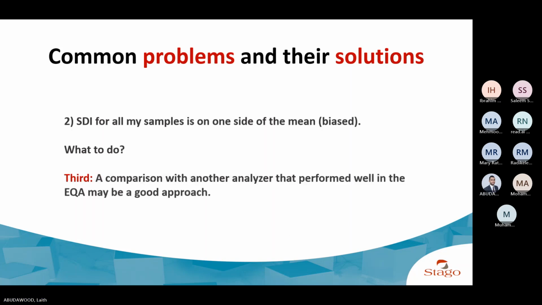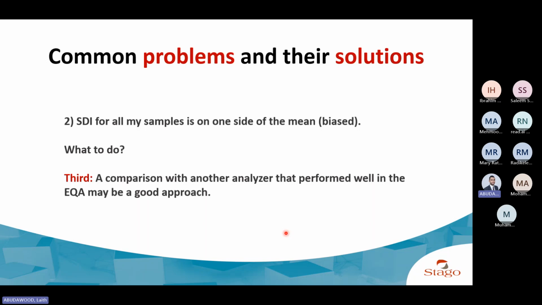And then one further step that you can do: you can compare your analyzer that has a suspected issue with another analyzer that runs the same survey and that did well. So I get multiple samples, let's say 10, 20 samples. I run them on another analyzer, the same analyzer as I have with the same reagent, and that analyzer must have passed that survey. So we compare these two analyzers. If both analyzers give us comparable results, that's further evidence that I have no problem, no bias with my analyzer.